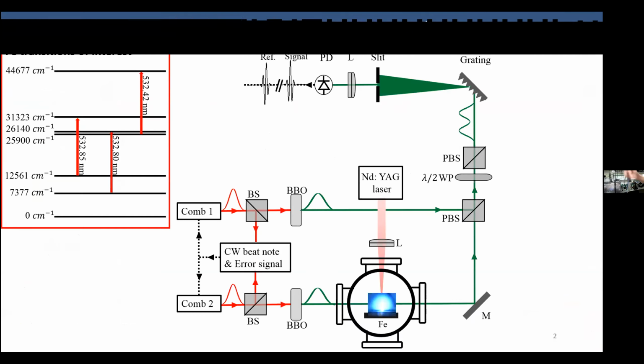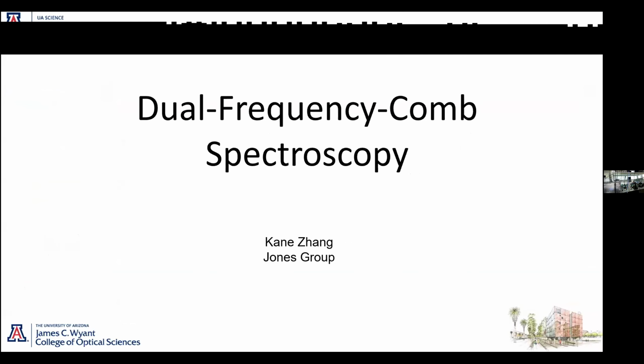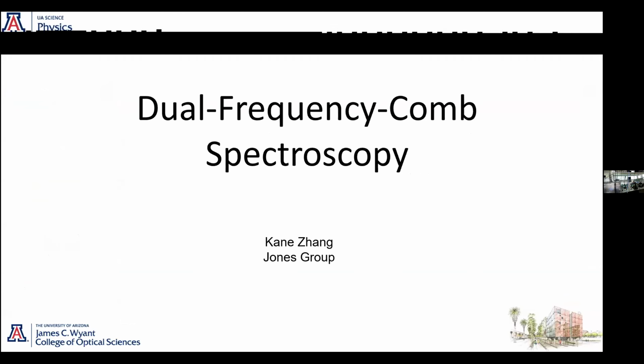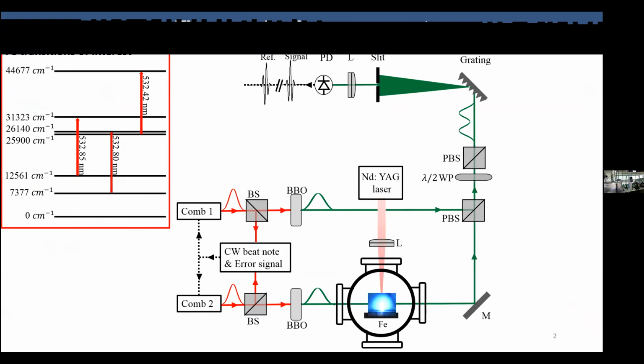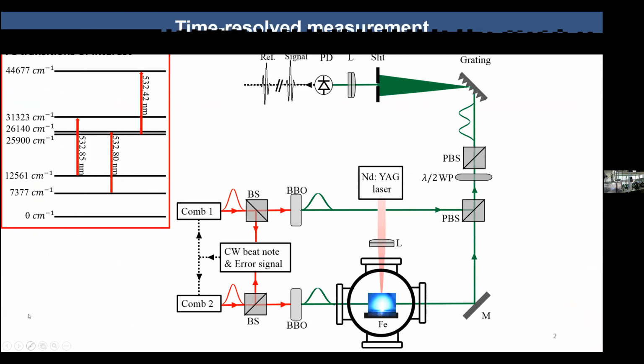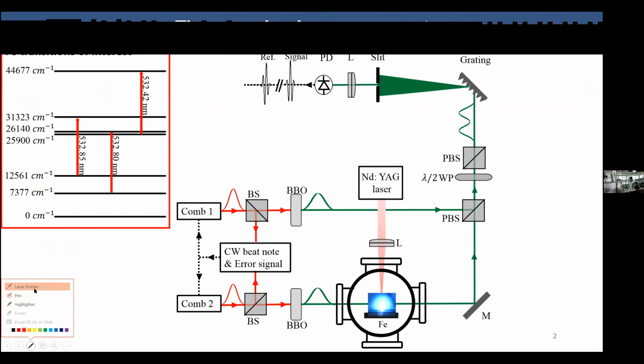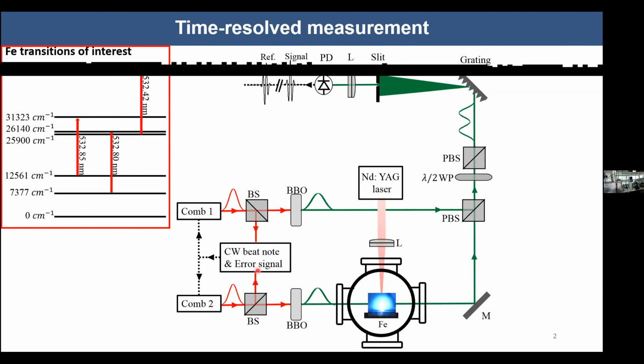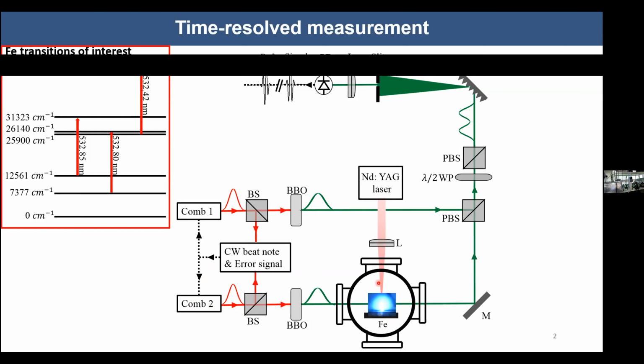Great. So here we're doing the dual frequency comb spectroscopy. It's one specific technique for spectroscopy. And here is the schematic of the lasers I just showed. So here we have two frequency combs. One comb, let's say this one, goes through this ion plasma.